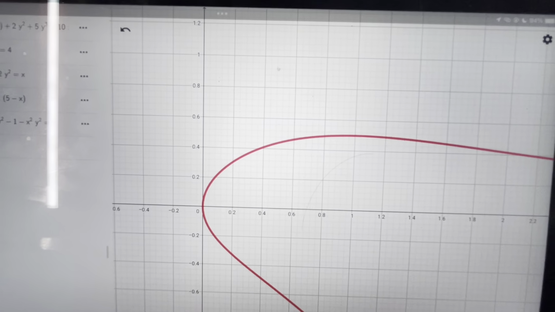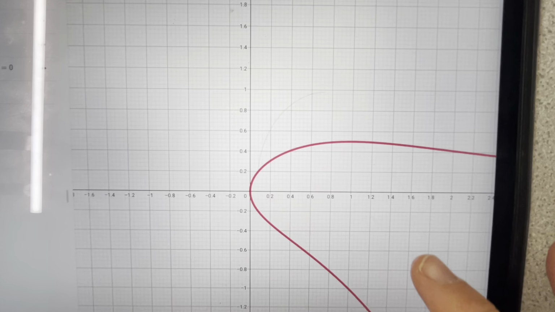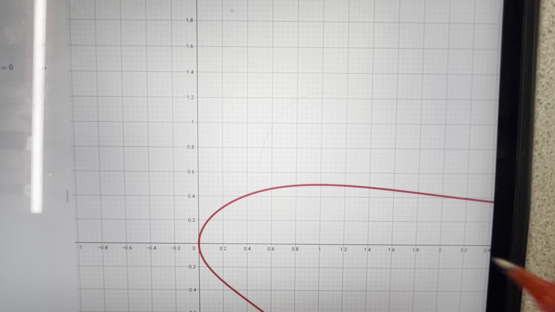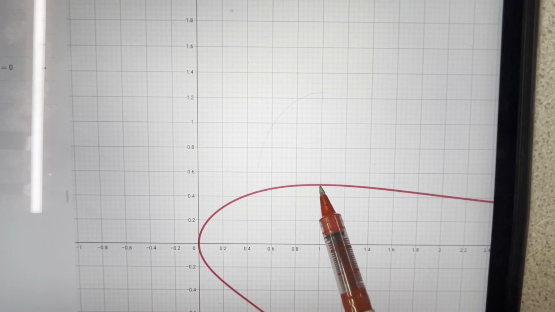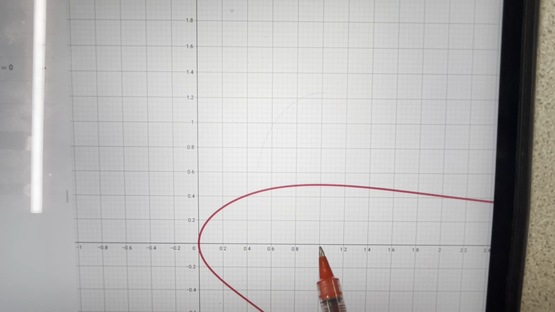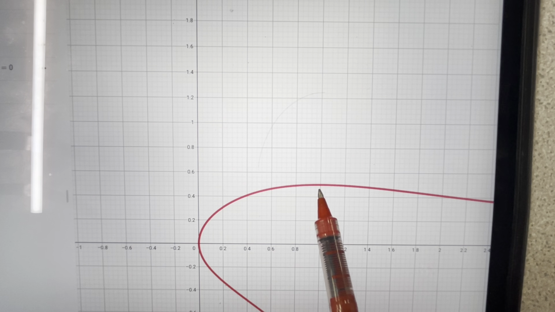Okay, this is the graph. This is the one that we had earlier. And the turning point is here, which has x coordinate 1 and y coordinate half. Obviously you don't have access to something like this in an exam. Even graphical calculators can't sketch implicit curves. But we can see on the tablet that it is looking about right. And that's the only turning point.